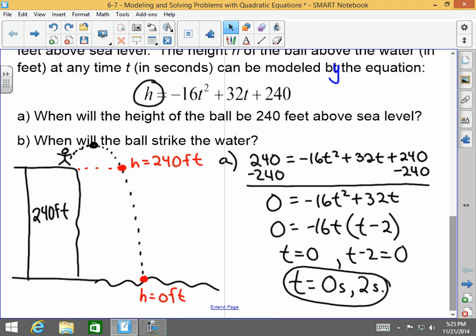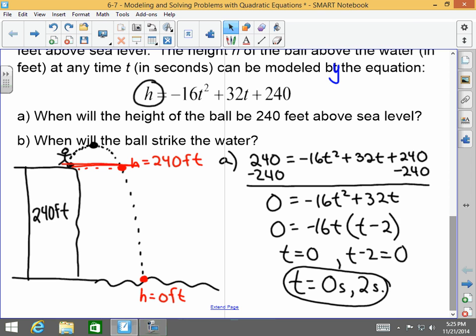Let me explain why. Right here, when he first throws it, it's at 240 feet. That's at 0 seconds. Then it goes up for a little bit, and then boom, it comes back down right at the same spot where it began, at 240 feet. So before he throws it up, it's going to be 240 feet, and then it goes up, and then it comes down, and it hits 240 again as well.